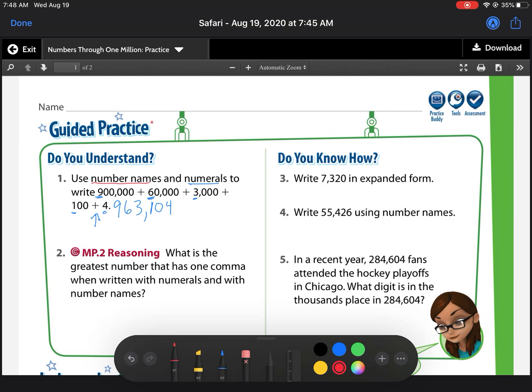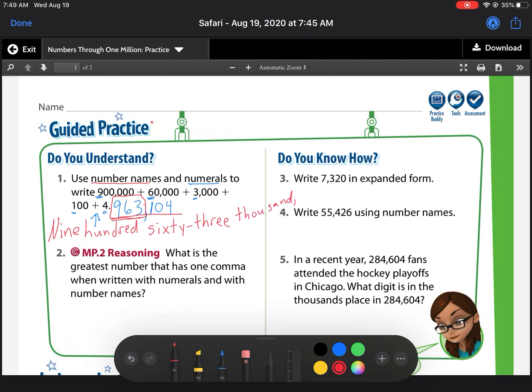Number name means I'm just going to write out in words what this number is. So what number is this? This is 9. And then remember, what I'm doing is I'm going to say this whole thing first between commas. So what is that number between the first commas? That's 963. And then after that comma, remember, I'm going to say the place value that it's in. So these are my thousands groupings. So it's 963,000.